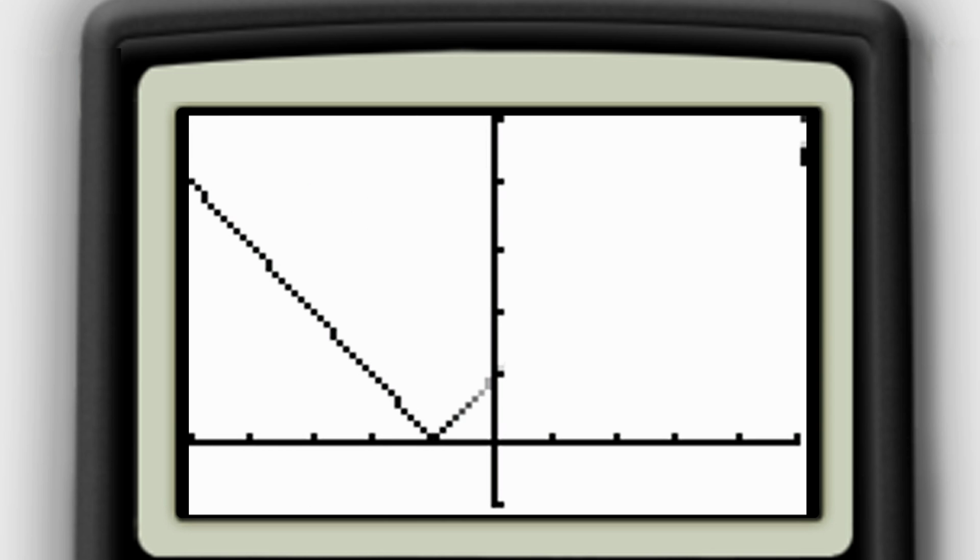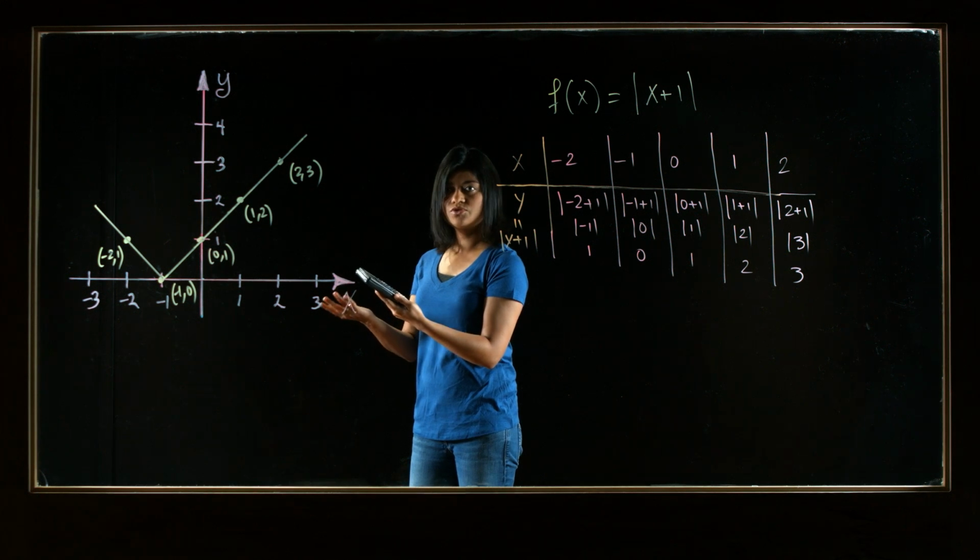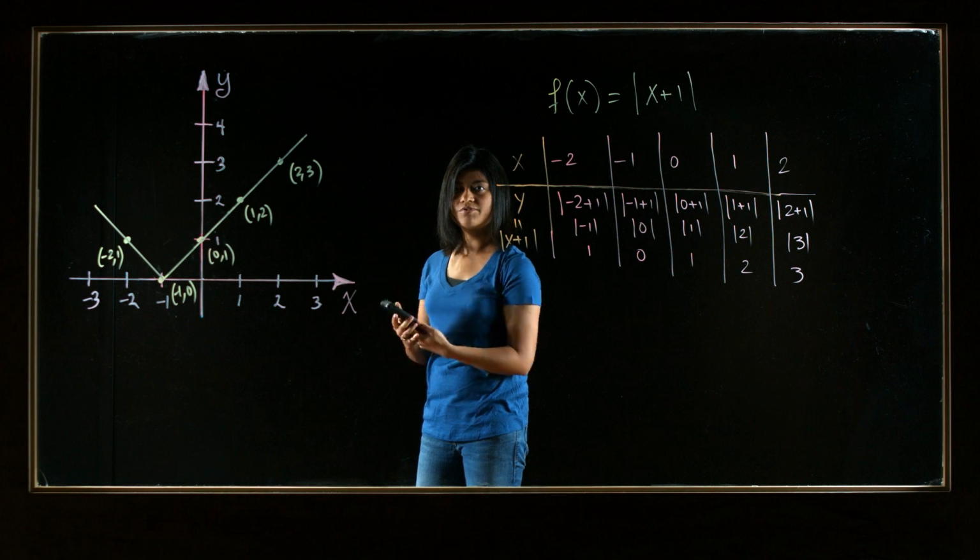And look, in your graph, it looks exactly like our graph. The left hand side is a straight line that's coming down, and the right hand side is also a straight line going up. So this checks our graph using the graphing utility.